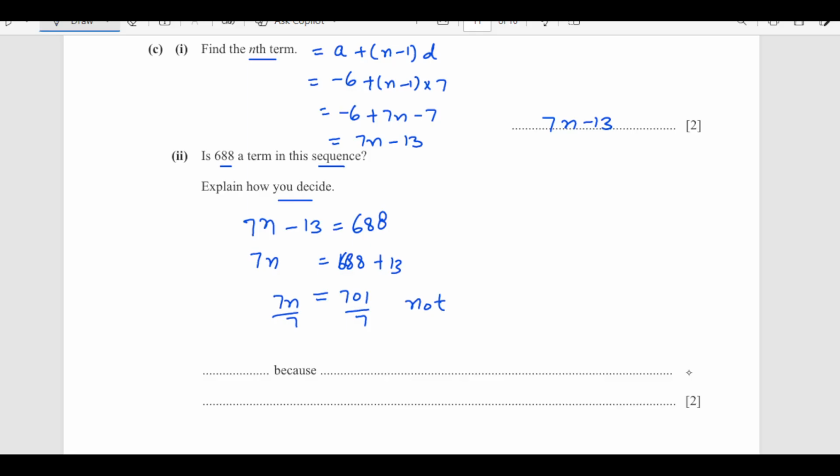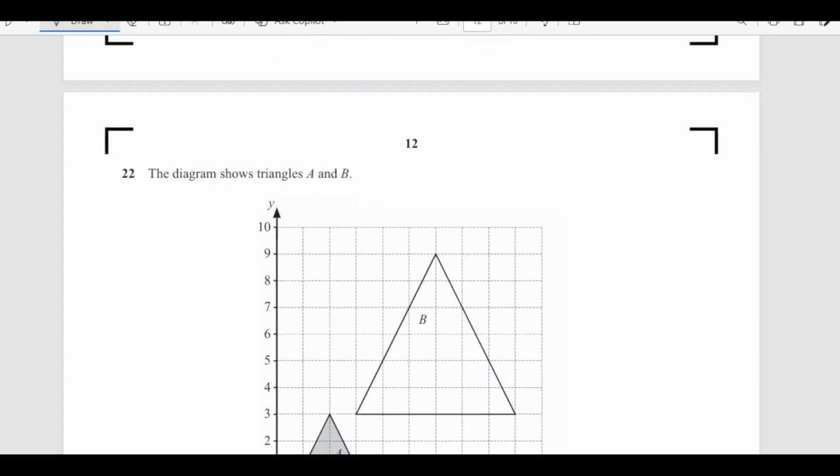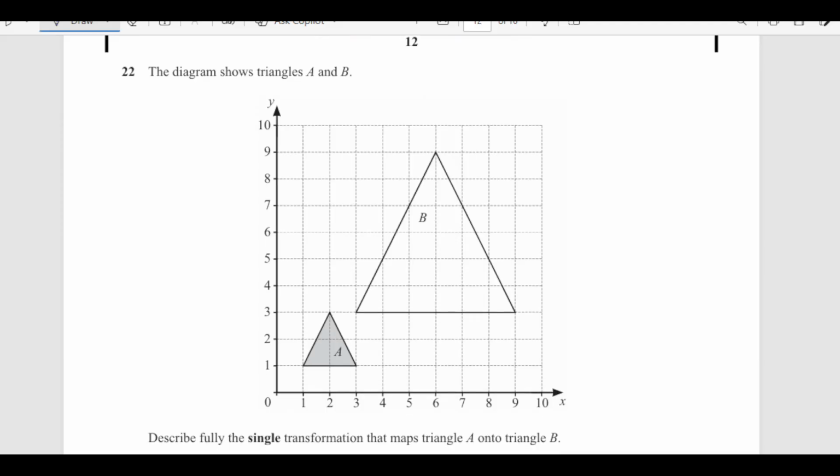Because 701 is not divisible by 7, we are not getting a whole number, and the term number should be a whole number. So we will write down here no, because 701 is not divisible by 7, right?